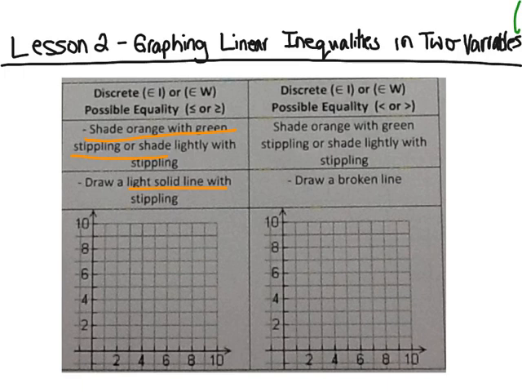So if you had this line, and you know it's straight because it's an equal sign underneath, you're going to draw the stippling right on all of the corners. You're going to shade orange underneath, and then you're going to put dots at all of the intersections, meaning those are the whole values that you can use. So every intersection needs to have a dot.